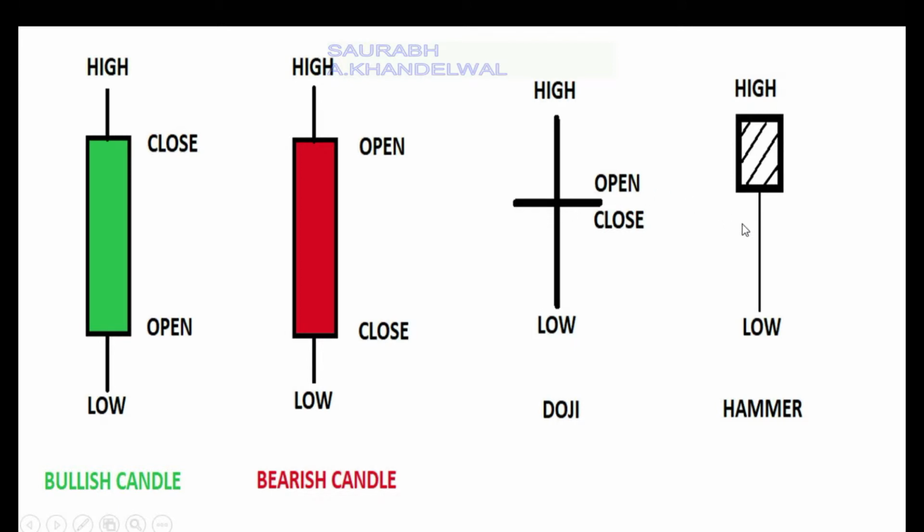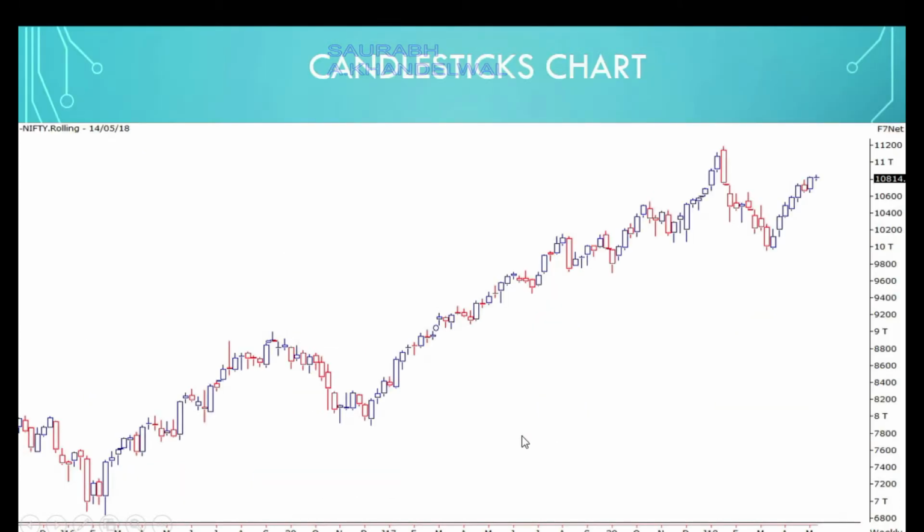Next is a hammer. Hammer is a small body candle followed by a long tail or a long shadow. For this pattern to be called a hammer, it is very important that the shadow should be twice the size of the body. I mean by that, the length of the shadow should be twice the length of the body. A very important pattern. So these were broadly four classifications of candles. Let's see this pattern on chart.